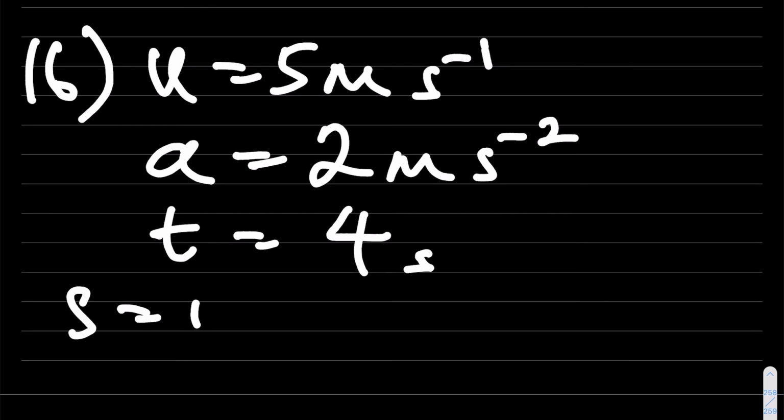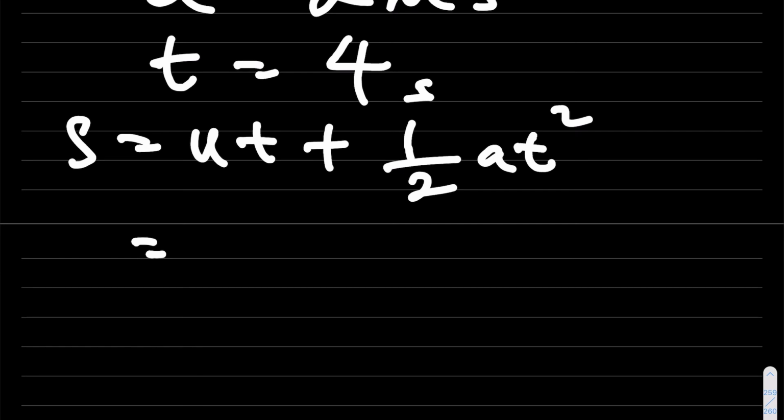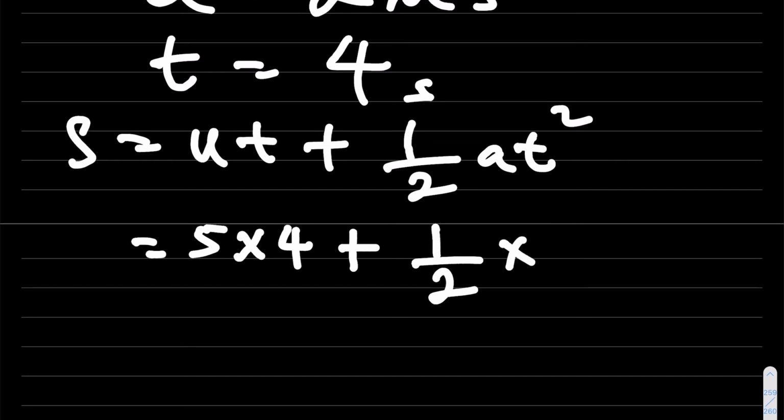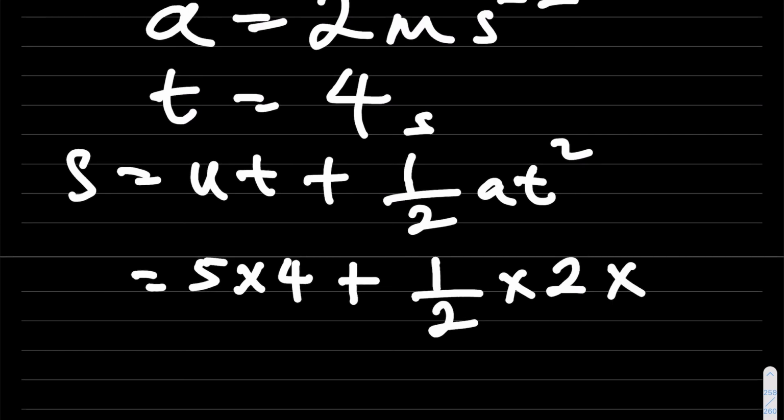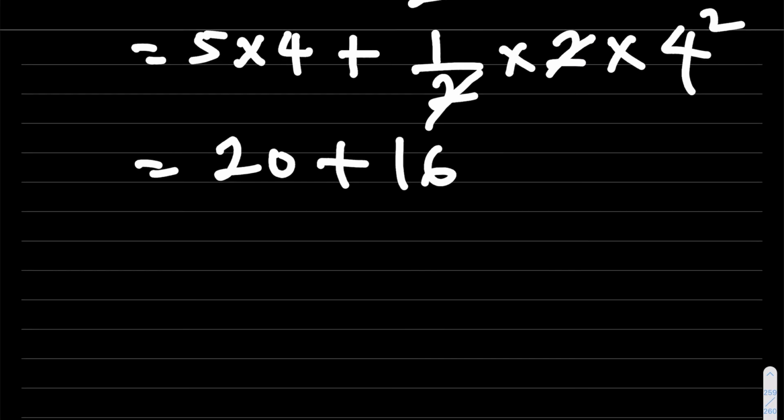You can simply use the formula s equals ut plus half at squared. And that simply means 5 times 4 plus 1 over 2 times acceleration, which is 2, times t squared, and that's 4 squared, which simply means 20 plus half of 2 is 1, and then 1 times 4 squared is 16, and the answer is 36 meters. That's very, very simple. That's option C. And we go straight to the next. What's the next one? That's number 17.